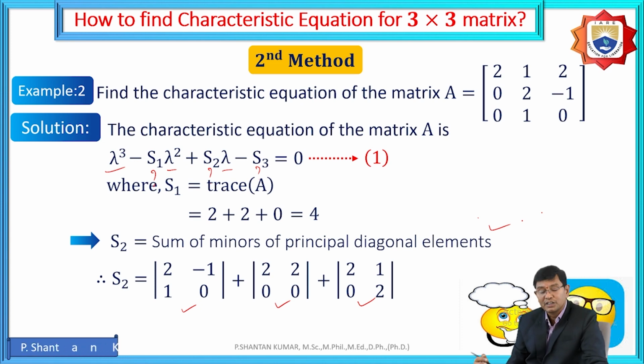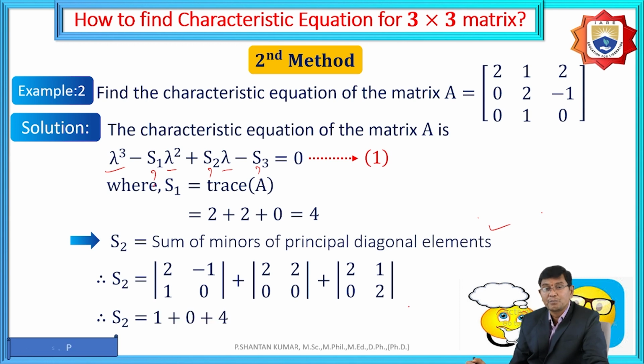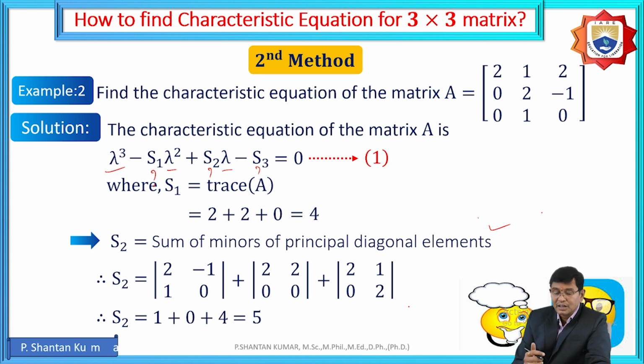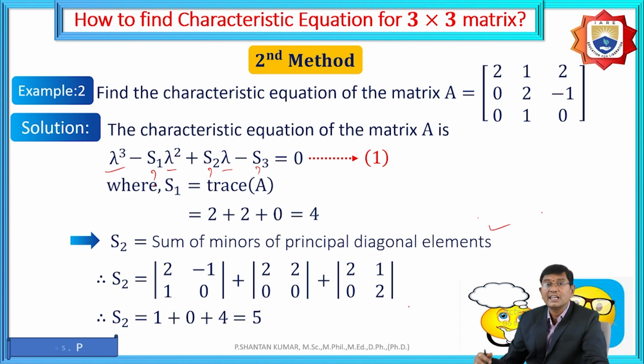By solving, we obtain S2 equal to: the first determinant is 1, the second is 0, and the third is 4. Now the addition, the sum of the minors of the diagonal elements, gives S2 equal to 5. Here S1 is over and S2 is also over, and now S3.